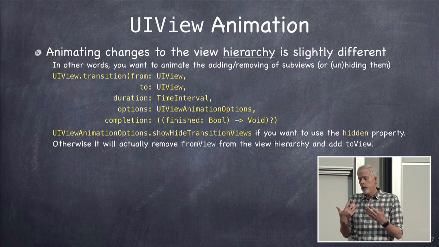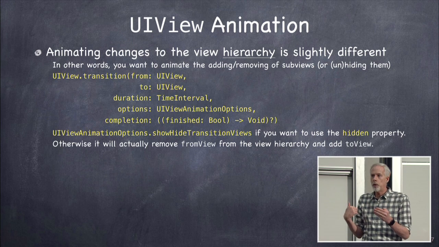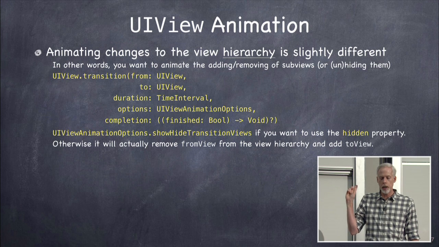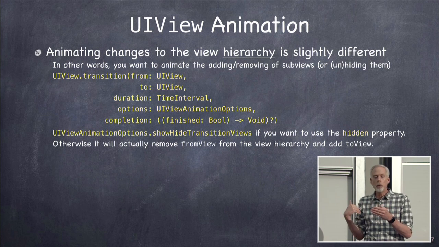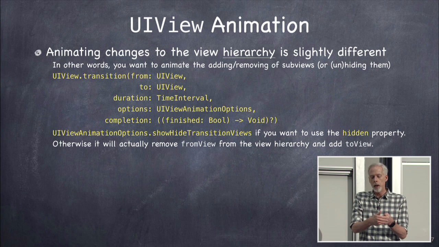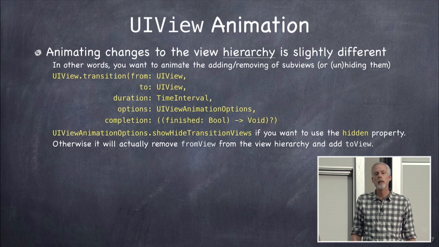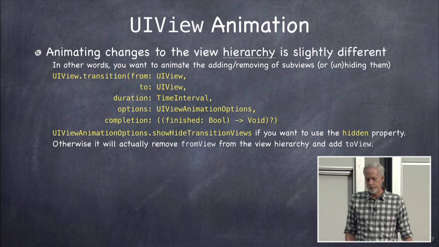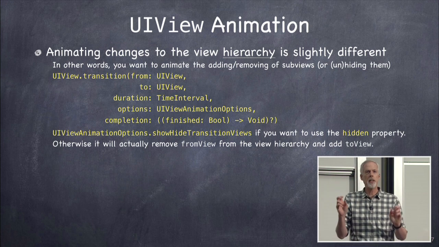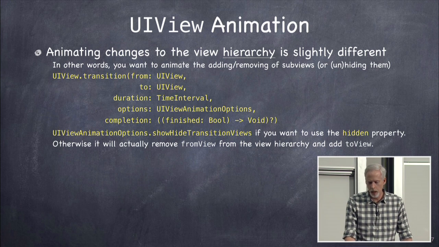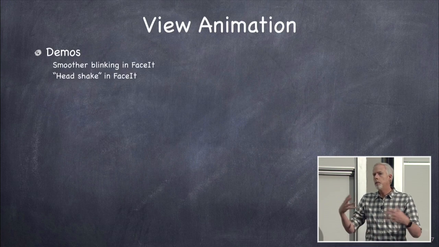Now, sometimes you don't want to actually remove these from the hierarchy, you just want to show and hide them. If in the options you put .showHideTransitionViews, then instead of removeFromSuperview and addSubview, it will just set the .hidden. Remember, view has a .hidden var that'll hide it. It'll set one to hidden and one to not hidden. I don't know, maybe that property is called isHidden these days. Anyway, those are all ways to animate views.